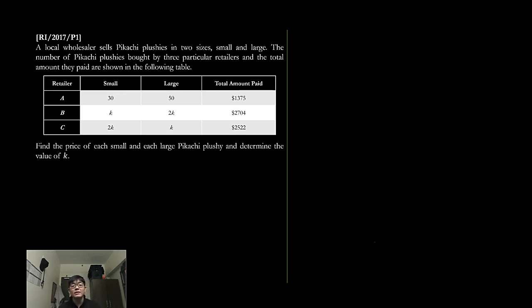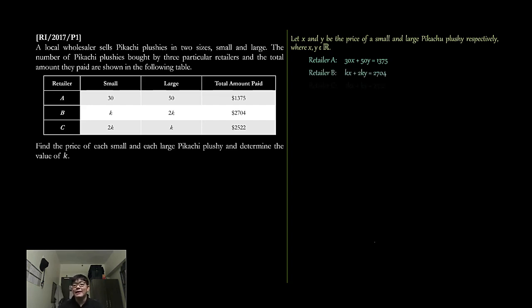Now the unknown in this case is quite straightforward. It's the price of one small and one large Pikachu plushie. So therefore, I say let x and y be the price of a small and a large Pikachu plushie respectively, where x and y are real values. Now, like what I did before, I convert the table into its linear equations, which would be for retailer A, 30x plus 50y is equal to 1375. Likewise for retailer B and retailer C.